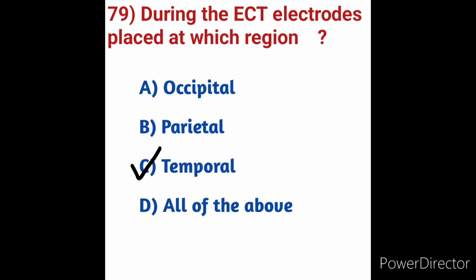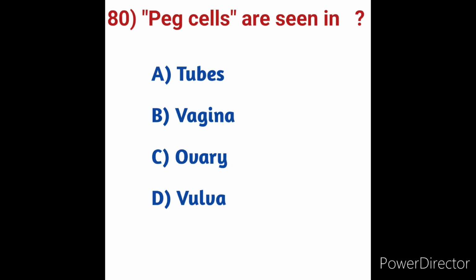Next we will move on to question number 80. PEG cells are seen in. Here we can see the PEG cells. We will see the options. Option A, tubes. Option B, vagina. Option C, ovary. Option D, vulva.